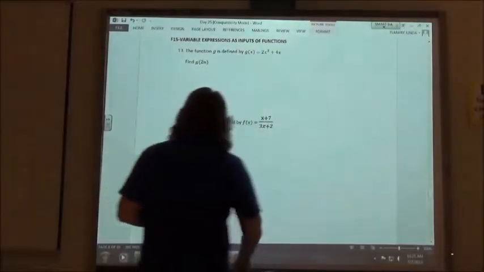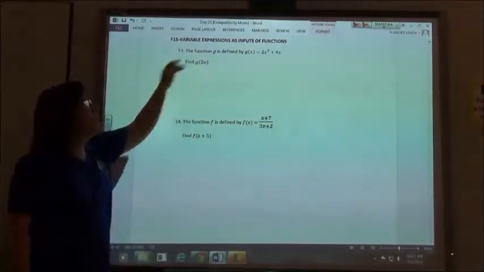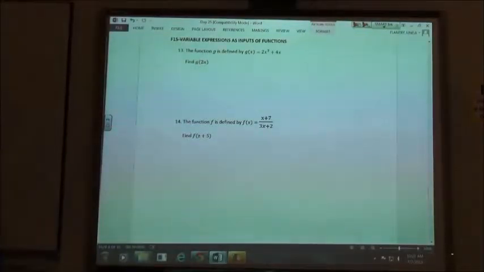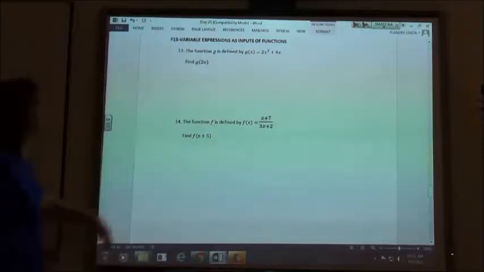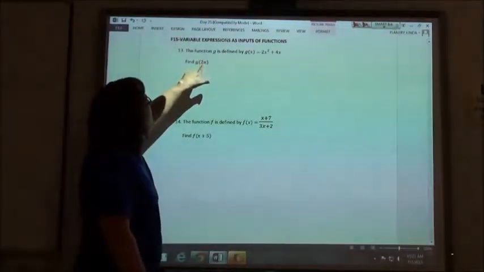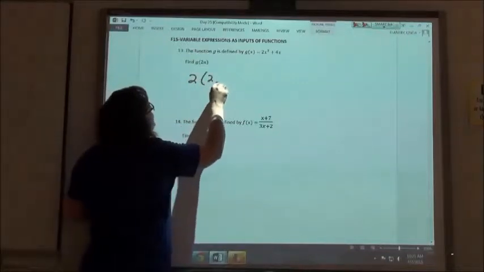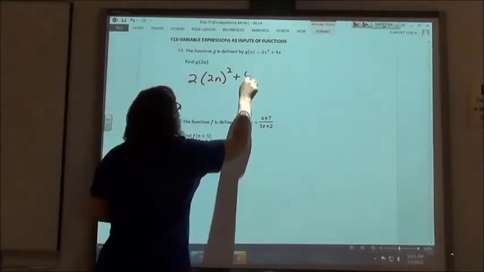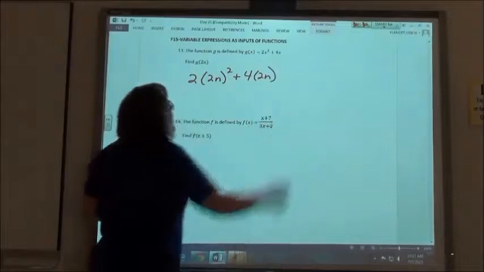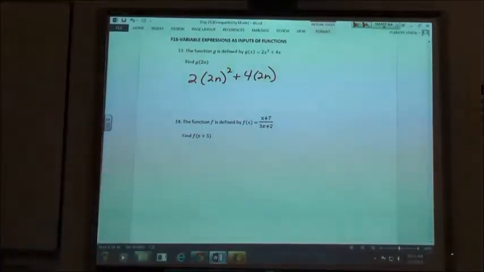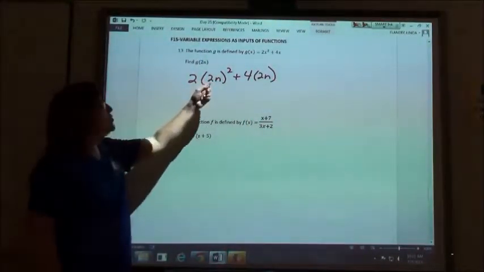And 13, 14, 15, we're still doing functional notation, but now they throw variables in there so that you can't simplify it into a number answer, just to make sure you understand the concept. So we are going to replace any of our x's with 2n. So we're going to do 2 times 2n squared plus 4 times 2n, and then we're going to simplify that as much as possible. So we got to do the squaring first.